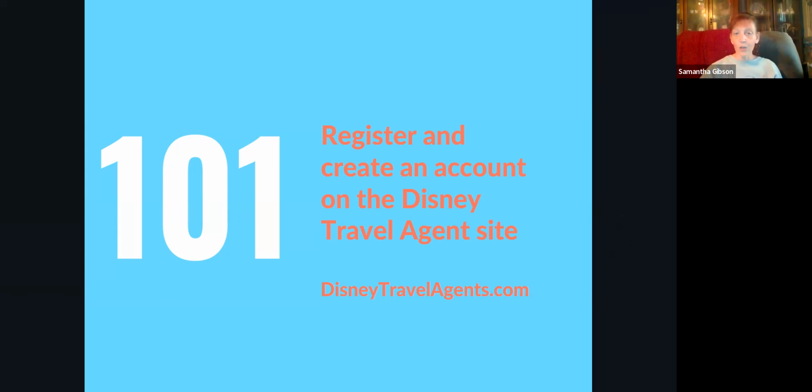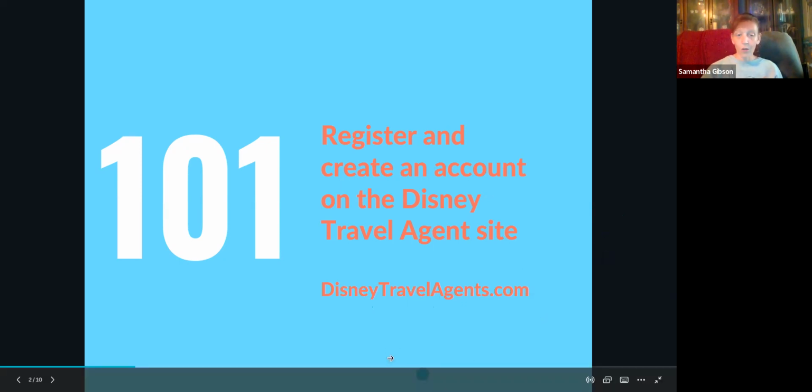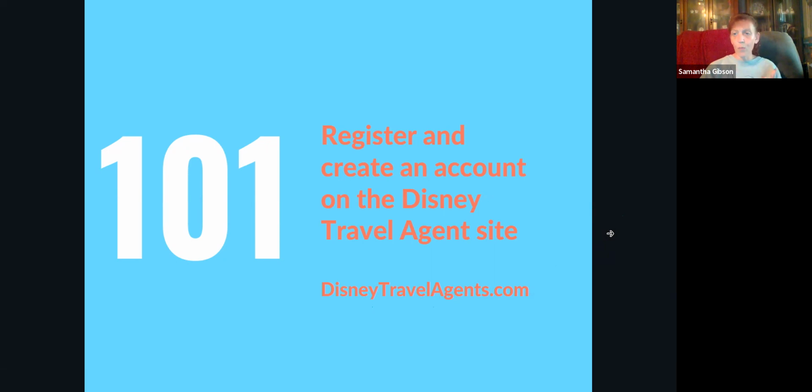First thing we're going to do is register and create an account on the Disney Travel Agent site. You're going to go to disneytravelagents.com. You can also get to the site on your Evolution. You can also get to it on, I think, your travel cafe through your suppliers. I know that they have them listed. If not, you can just type in disneytravelagents.com and it'll take you to the exact same place.